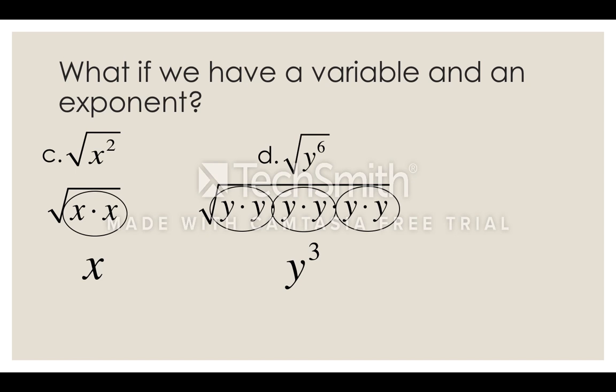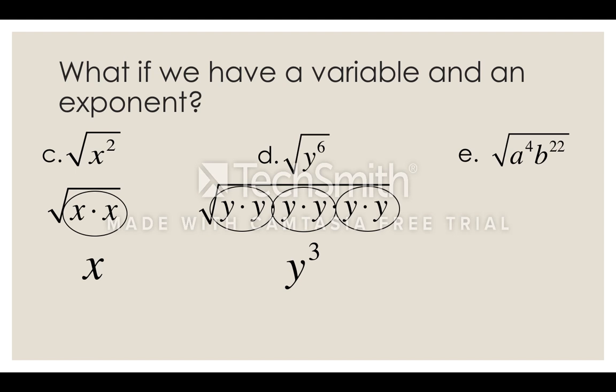Looking at our variables in the square root and the variables in the simplified version, you can take the exponent of the variable in the square root divided by 2 to get the exponent in the simplified version. So on C, if you take 2 divided by 2, you get 1. On D, if you take 6 divided by 2, you get 3. So let's try this again.